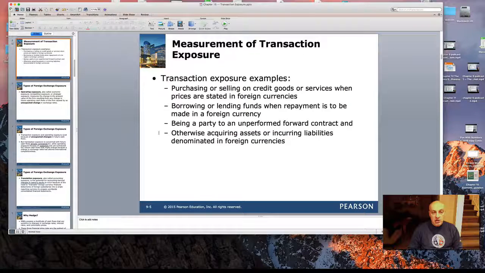Some examples of contractual obligations would be the purchase or selling of goods or services on credit that are stated in foreign currency. Notice that each one of these examples is something that occurs in a foreign currency. The next one is borrowing or lending funds when repayment is to be made in the foreign currency. We may be a party to an unperformed forward contract, or we may be acquiring assets or accruing liabilities denominated in foreign currency. Those would all be examples of transaction exposures.